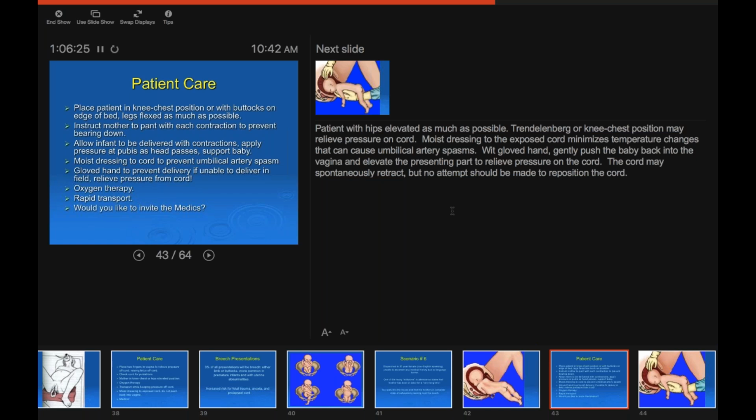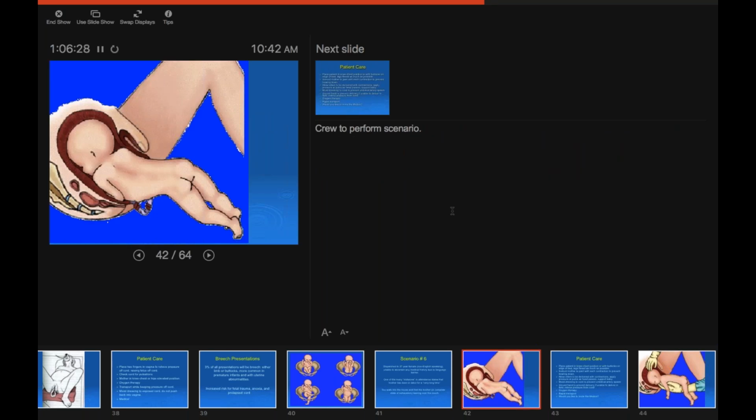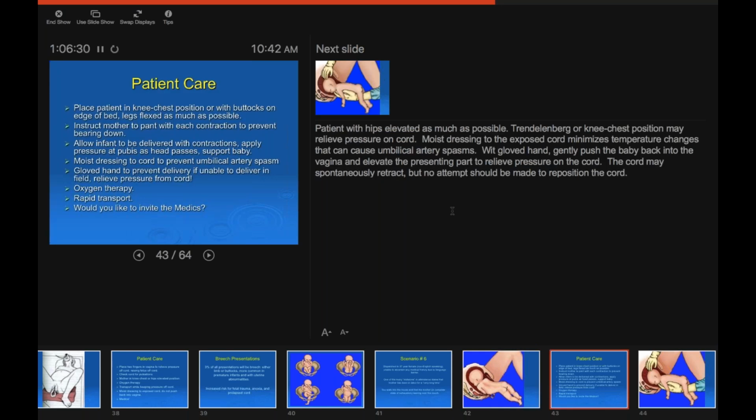Okay? Is there a name for that position? It's just breech. That's the breech. Yep. What do you want next?